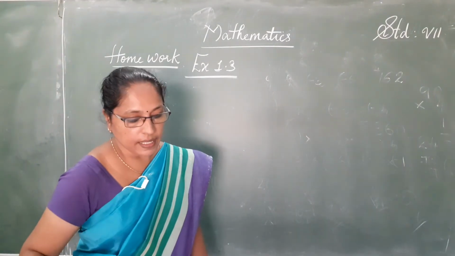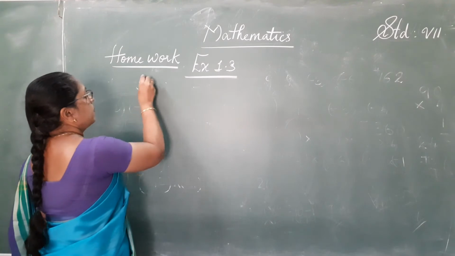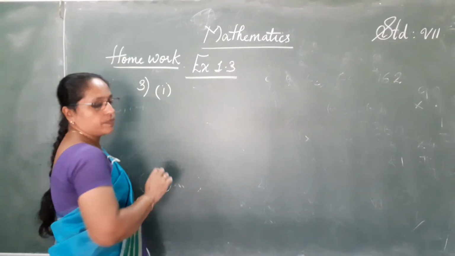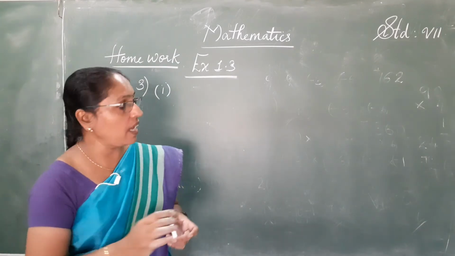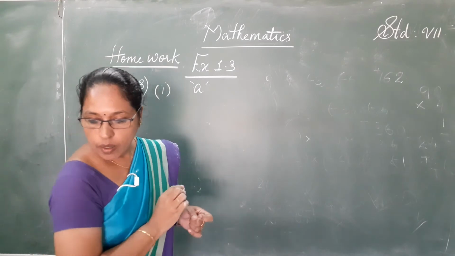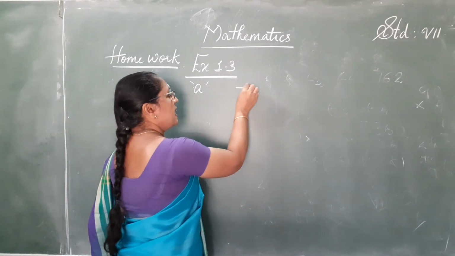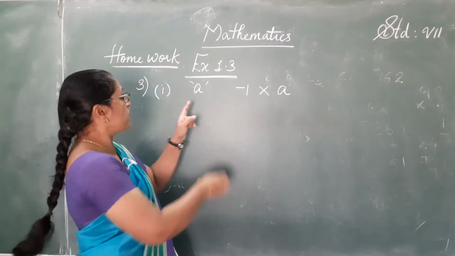Okay, let's take the third question. Question number 3, first part. The question is, for any integer a, what is negative 1 multiplied by a?